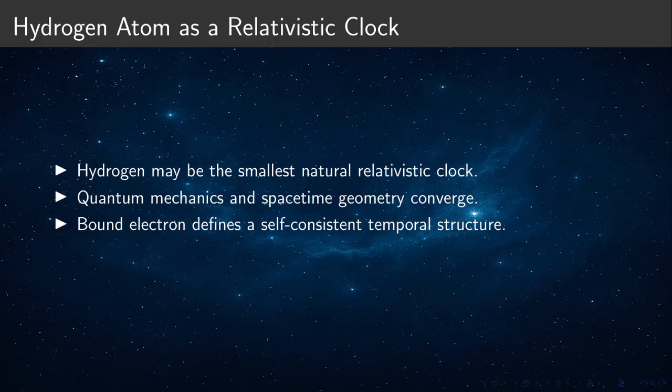Hydrogen atom as a fundamental relativistic clock. If this framework is valid, the hydrogen atom may represent the smallest naturally occurring relativistic clock in the universe, where quantum mechanics and space-time geometry converge in a single self-consistent structure.